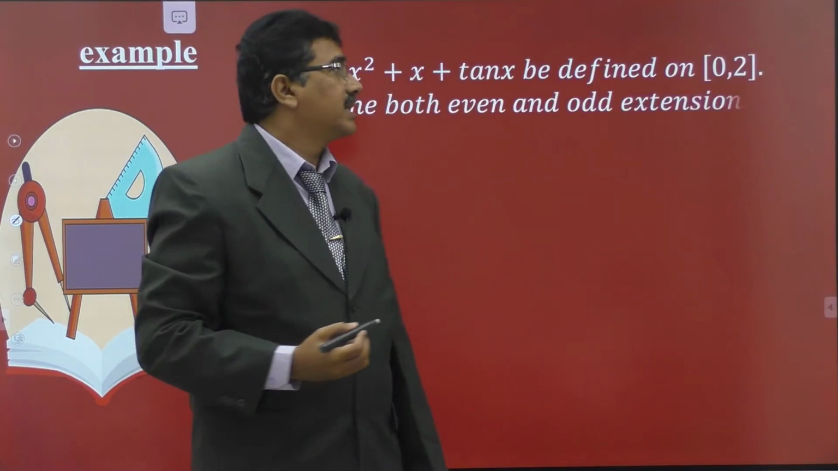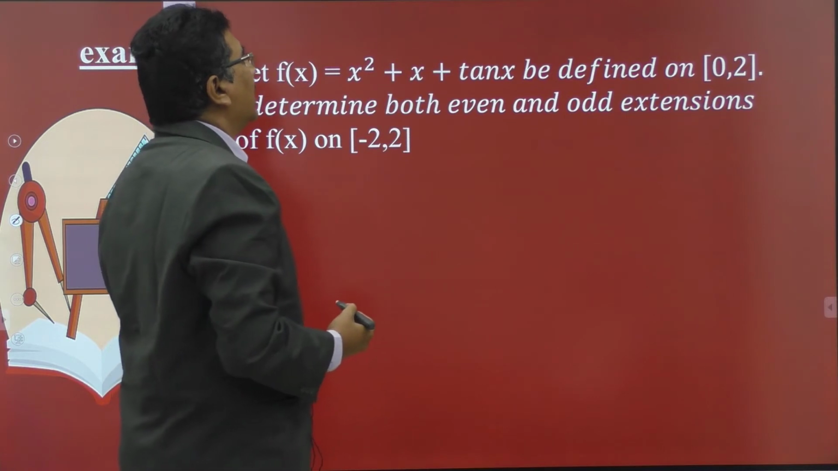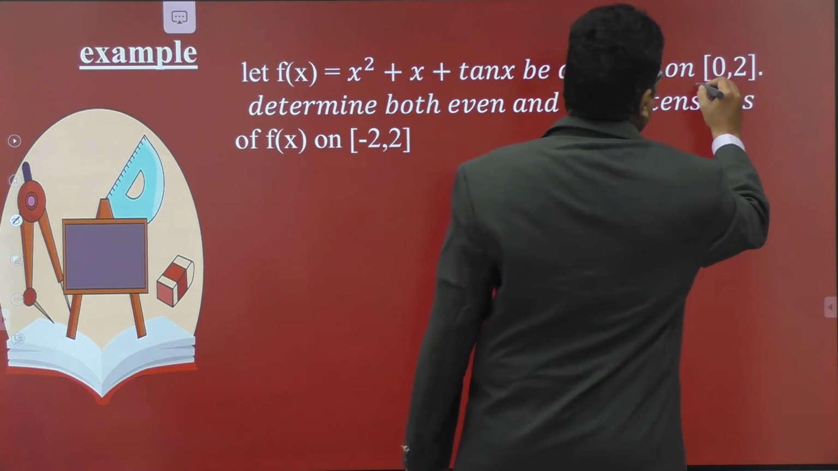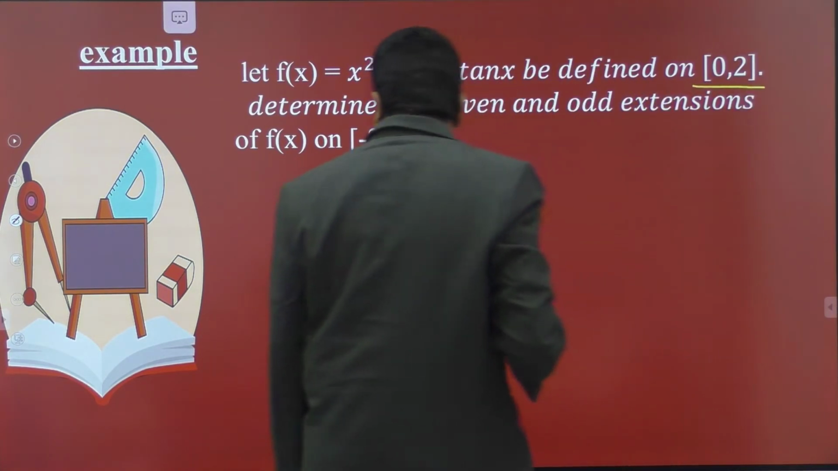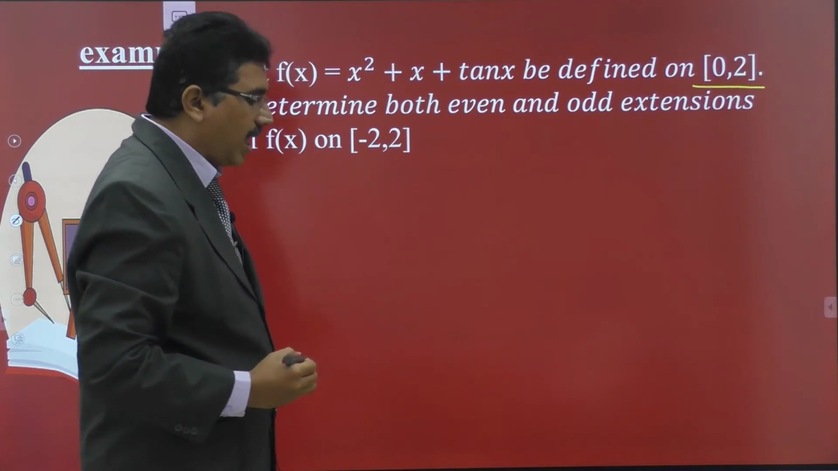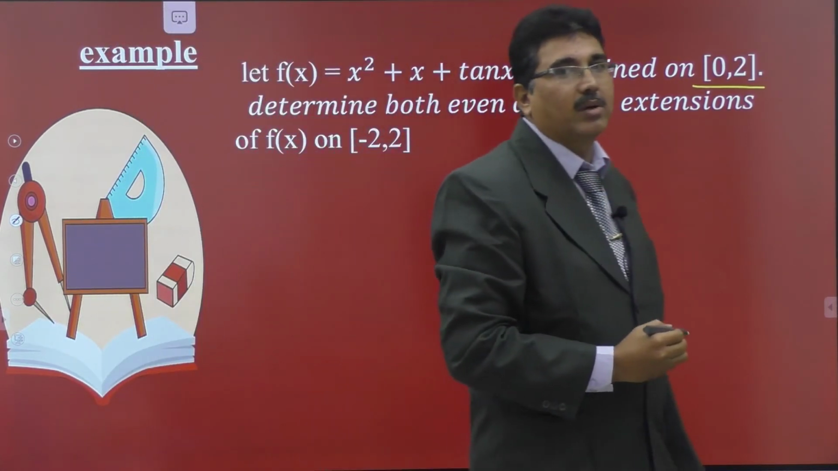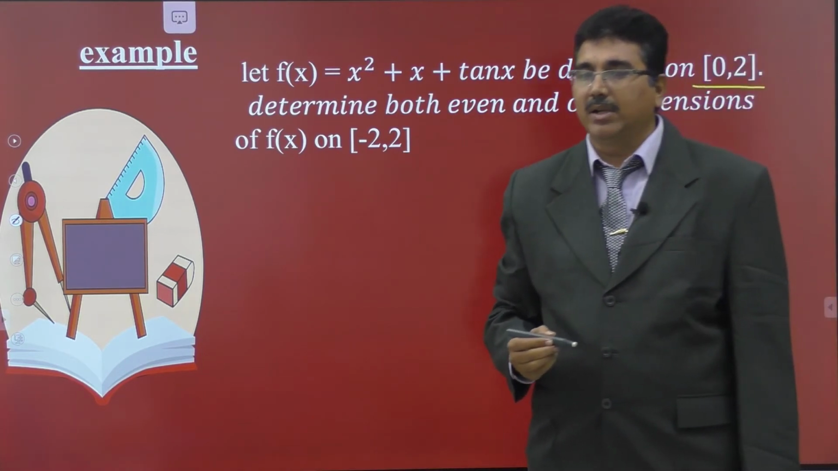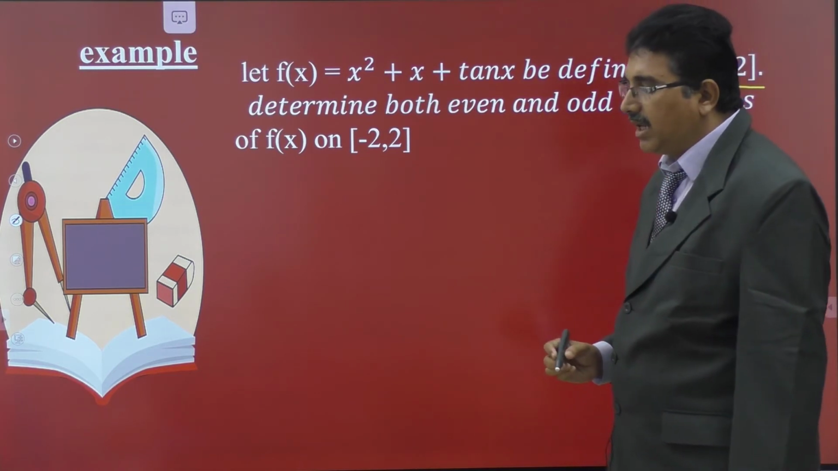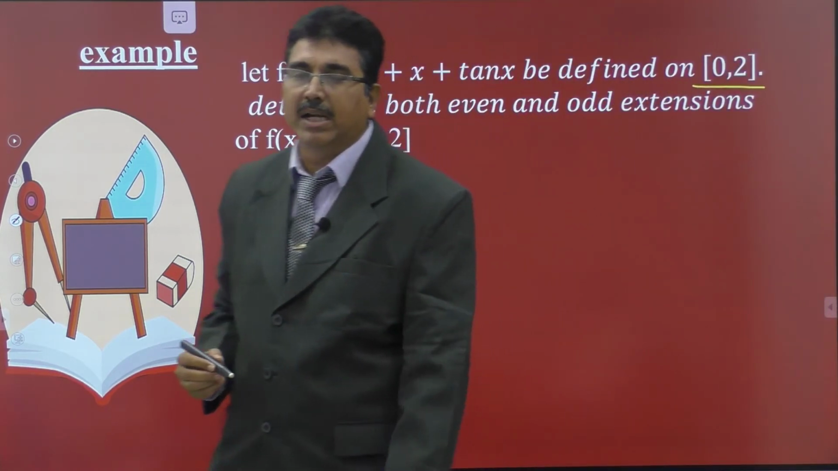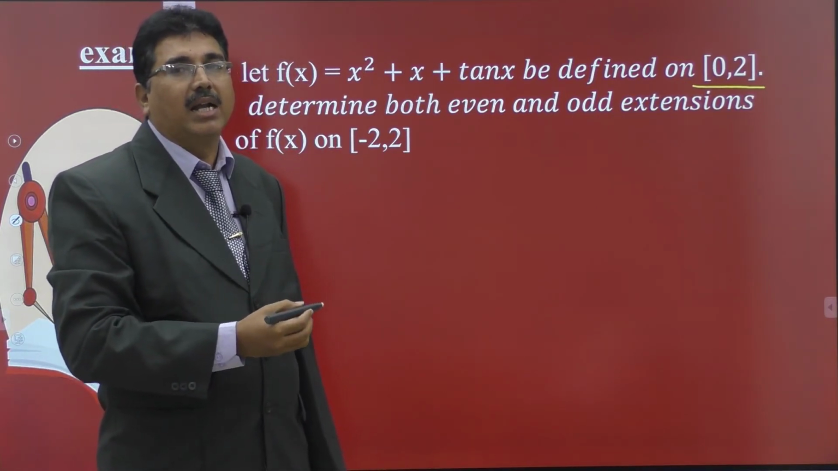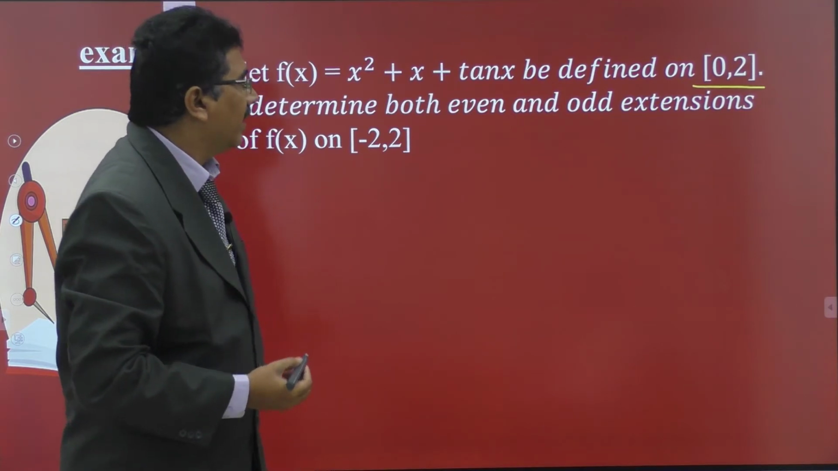Let f of x is equal to x square plus x plus tan x be defined on the closed interval 0, 2. Determine both even and odd extensions of f of x on the closed interval -2, 2. Right? This is the function f of x defined on the closed interval 0, 2. Now we can define an even extension and odd extension of f.